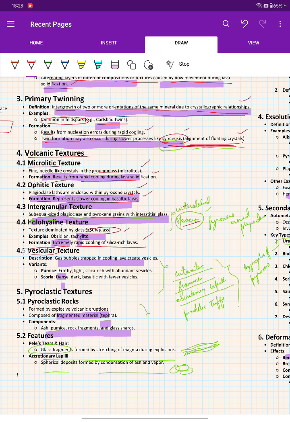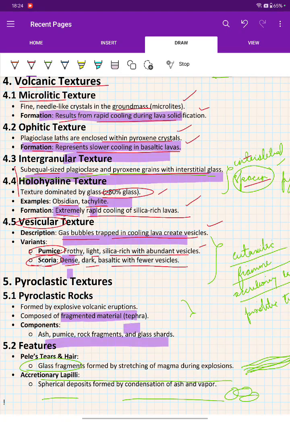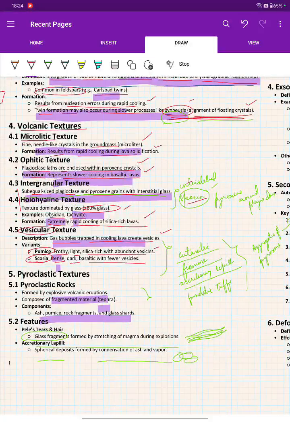Now we have the vesicular texture. As the name suggests, it has the gas bubbles trapped in cooling lava creating vesicles. Pumice is frothy, light, silica-rich with abundant vesicles, and scoria is dense, dark, basaltic with fewer vesicles. So sometimes the question might ask what is the difference between pumice and scoria. So that is the difference.